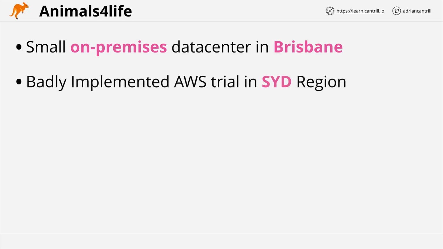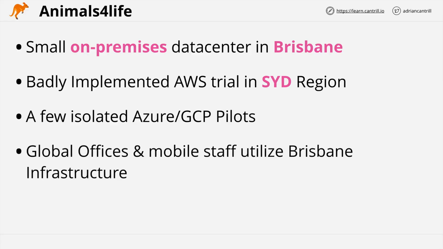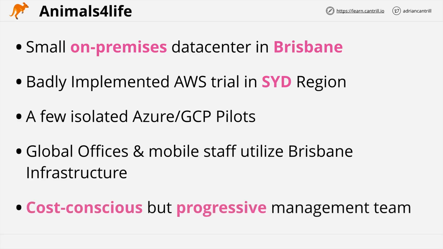But it was badly implemented and it didn't provide the resilience and scalability that the business needed. In addition, the same vendor helped them with a few isolated Microsoft Azure and Google Cloud pilots. All of them were suboptimal and didn't provide the capabilities that the business needed. Now, all of the business's global offices, as well as their mobile field workers, consume services from the Brisbane office. Animals for Life is very cost conscious, but equally very progressive and willing to try new things and adopt new technologies as long as it has a business benefit.